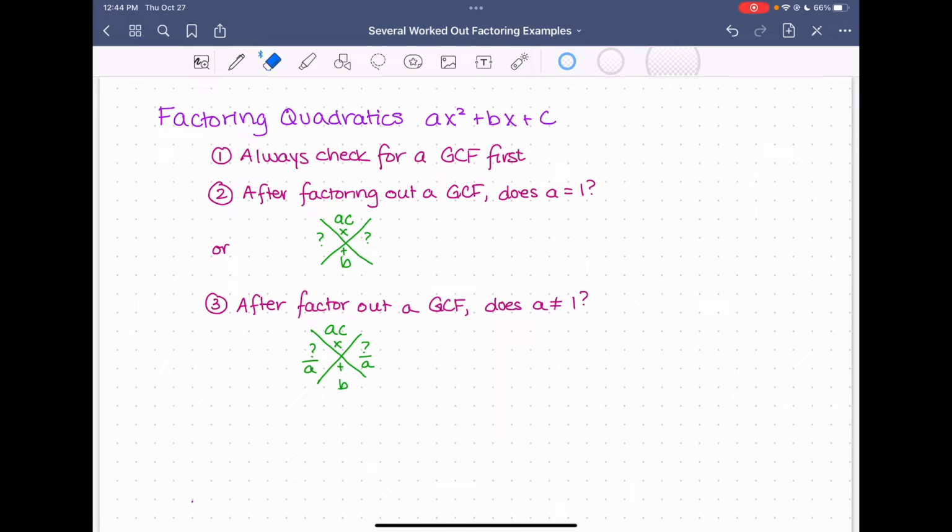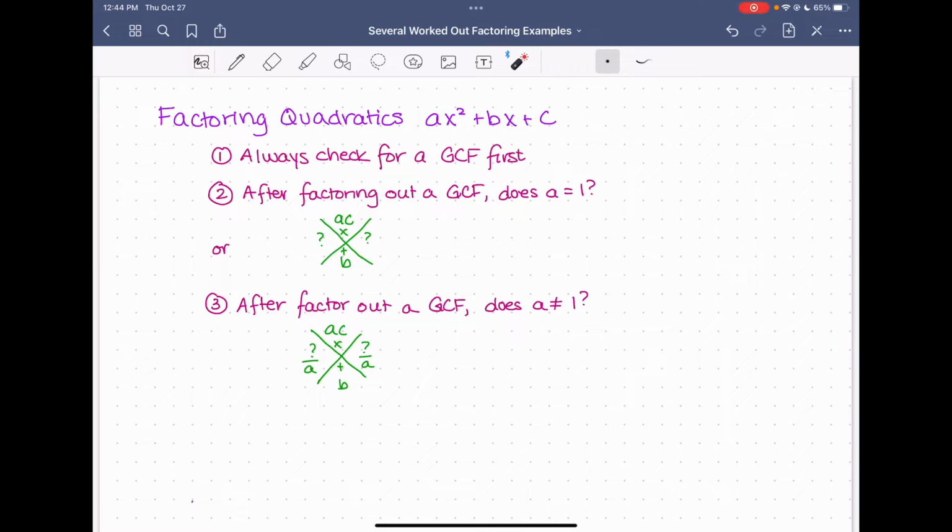Hey, this is a quick little video to review what we covered in class about factoring quadratics. So factoring quadratics, that's anything of this form, ax squared plus bx plus c. The first thing you should always do when you're factoring is look for a greatest common factor first, and if you've got one, factor it out.